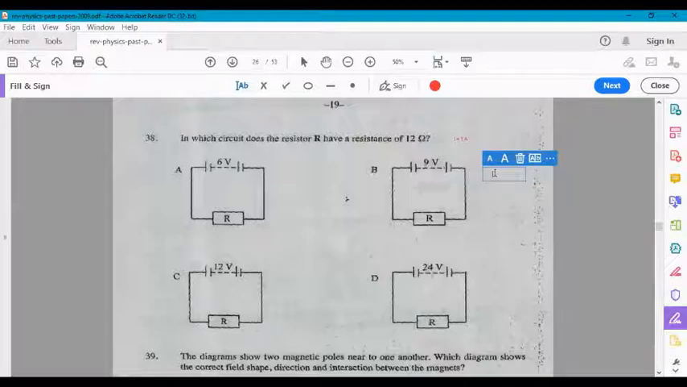And we're going to use our Ohm's law relationship. We recall that Ohm's law says that the voltage is related to the current and the resistance by this formula. Voltage is equal to current multiplied by resistance. And if we want to find the resistance, we're going to transpose that, and we're going to have the resistance equal to the voltage divided by the current. And if we say the current is 1, then in order to get 12 as our resistance, we have to have a 12 volt supply. So answer is going to be C.